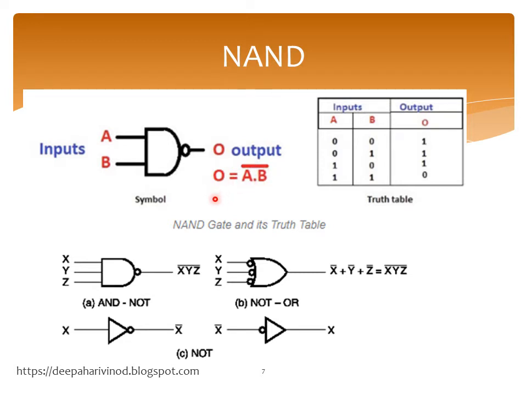What is this? A dot B, that is AND. The symbol without this bubble is the same as the symbol of the AND gate. If we include a bubble in the AND gate, then it becomes NAND, that is, AND along with the inverter. Now the output is the complemented form of the AND.